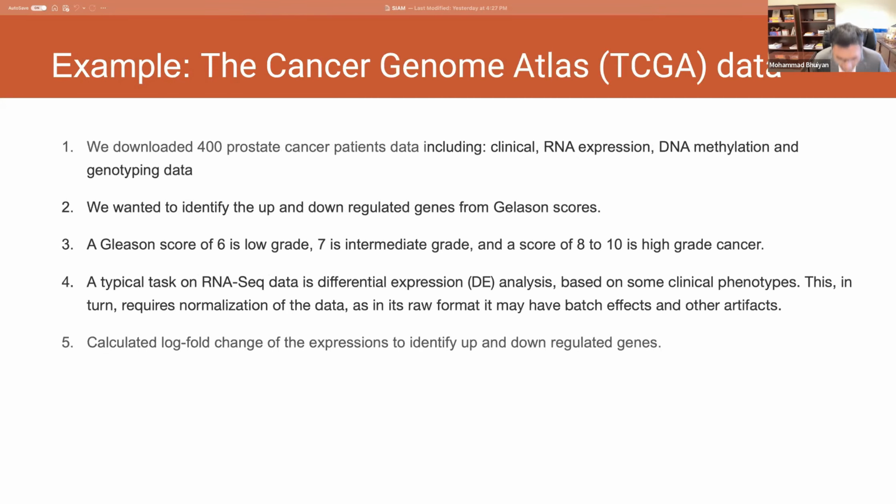This is data we downloaded from the TCGA website. This data is publicly available. You can go to the Cancer Genome Atlas, TCGA, database and download it. We downloaded 400 prostate cancer patients, including their clinical data, RNA expression, DNA methylation, and genotyping data. We wanted to see which genes are up and downregulated based on Gleason score.